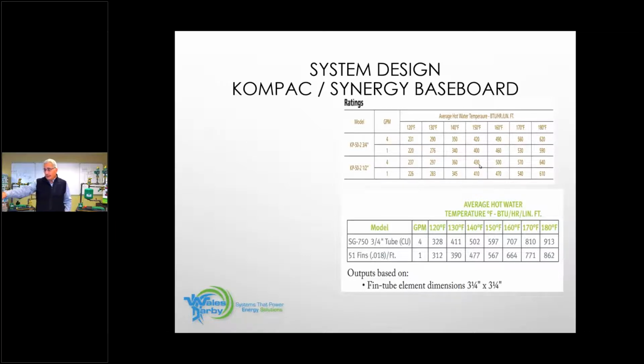If you look here on the bottom, this is the Synergy baseboard, and this is a high output but low temperature baseboard. Per the spec sheet, at 150 degrees at 4 GPM, this baseboard will give you 597 BTUs per foot. And if I went down to 1 GPM, it's going to give me 567 BTUs of output per foot. That's pretty impressive. That's very close to high output at 180 degrees.